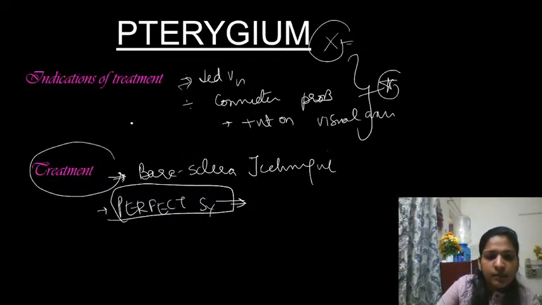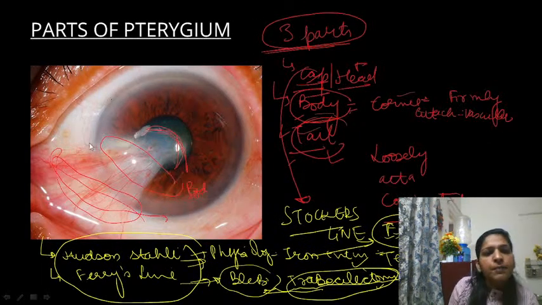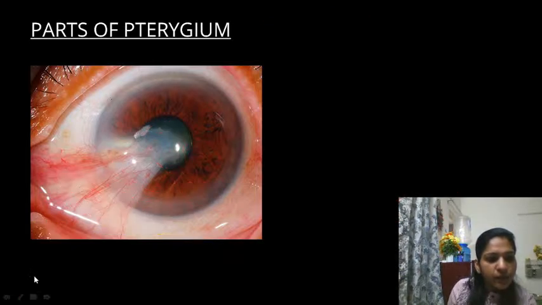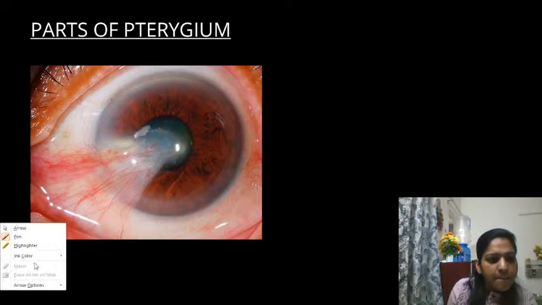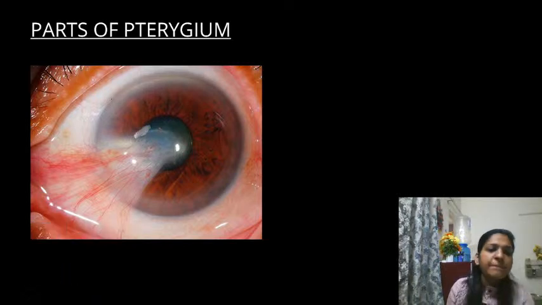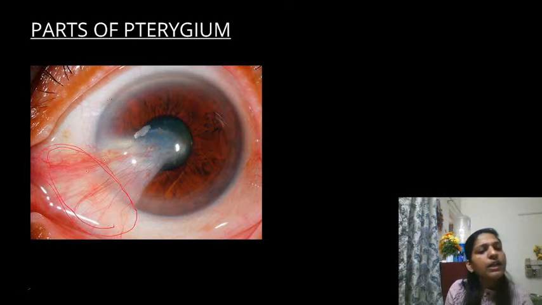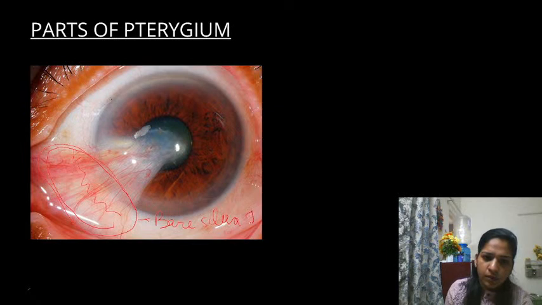In the bare-sclera technique, we will remove this part of the conjunctiva and leave it as such. So the sclera underlying this conjunctiva will be bare. So this is known as the bare-sclera technique. Not practiced now, but you should know it.